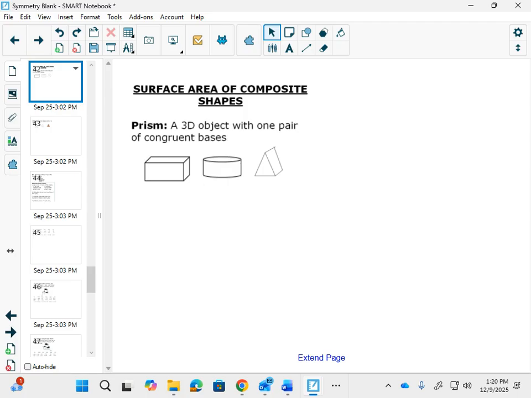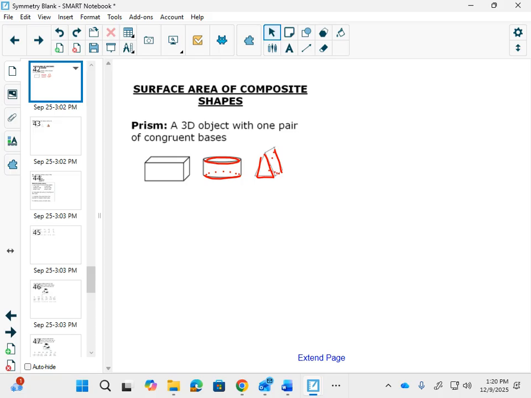So the next section we're doing has to do with surface area. Some important definitions. We have a prism, which is a 3D object with one pair of congruent sides. So in other words, there would be a circle on the bottom here, and a circle on the top. We have a triangle here and a triangle back here. That makes it a prism. Any kind of shape that you took, replicated and stretched with a height, makes a prism.